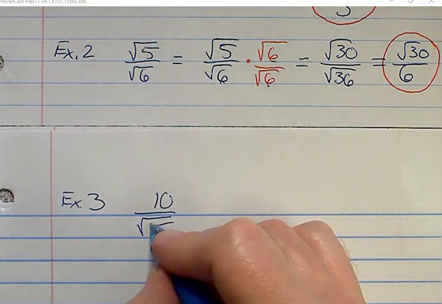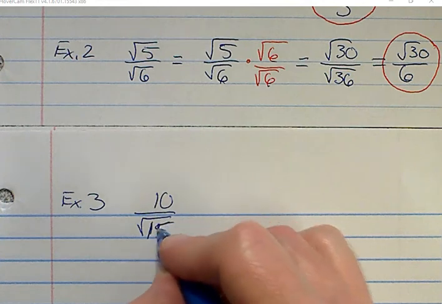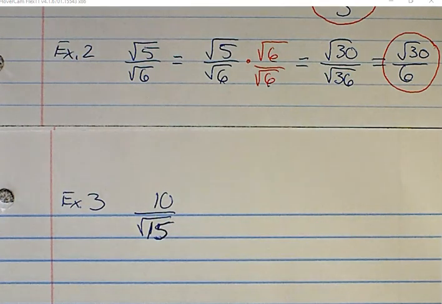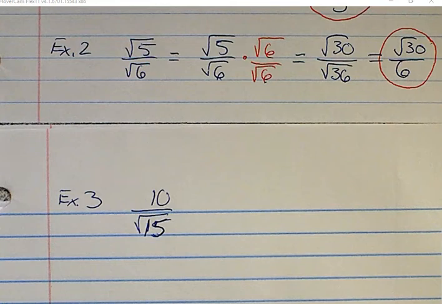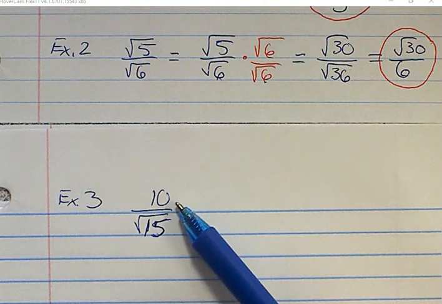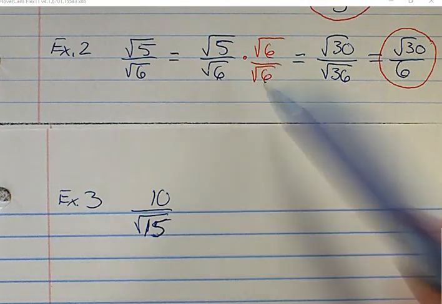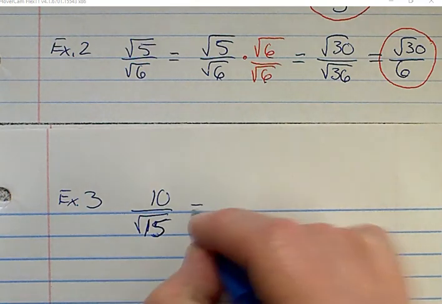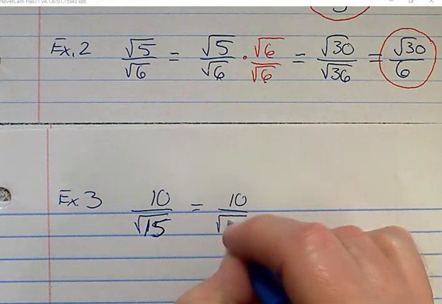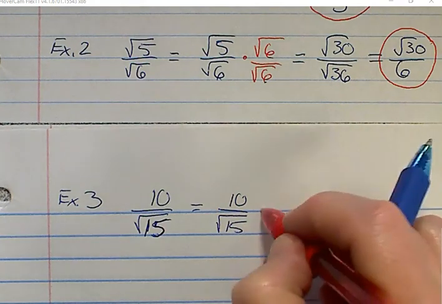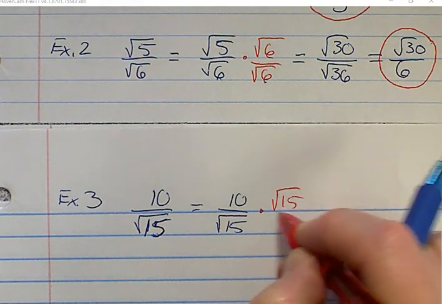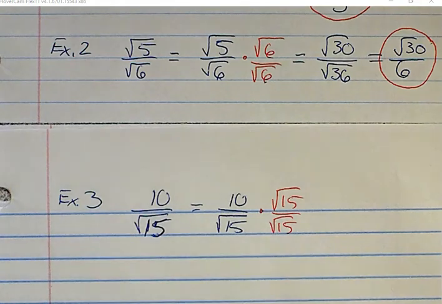All right, let's go with 10 over the square root of 15. Again, 10's on the outside of the square root because it's just a whole number. That one's a radical, so don't try to simplify this one because that's a whole number and that's a square root. If you're going to simplify, they both have to be square roots, so they both have to be whole numbers. So for this one, we're going to multiply the top and the bottom by square root of 15.